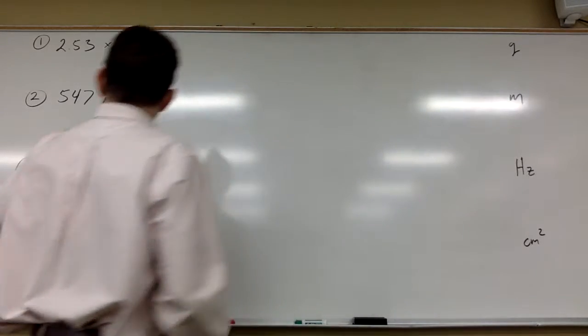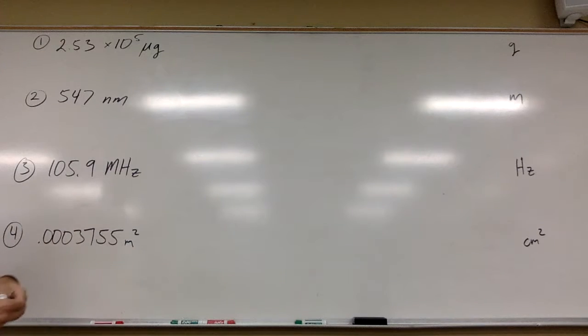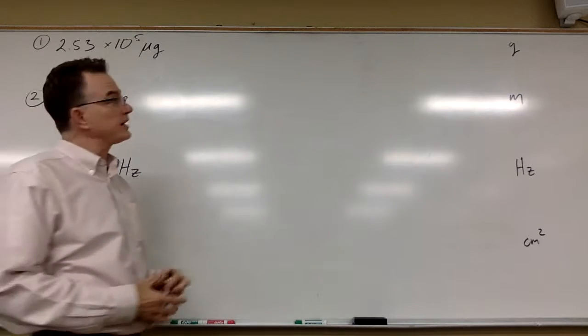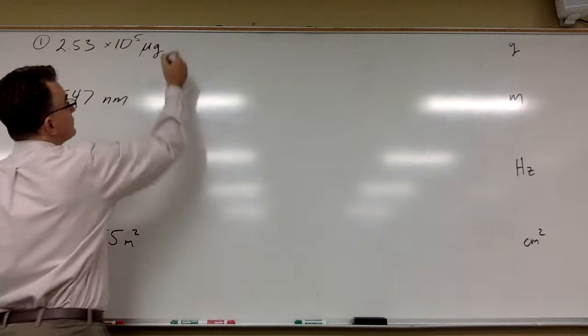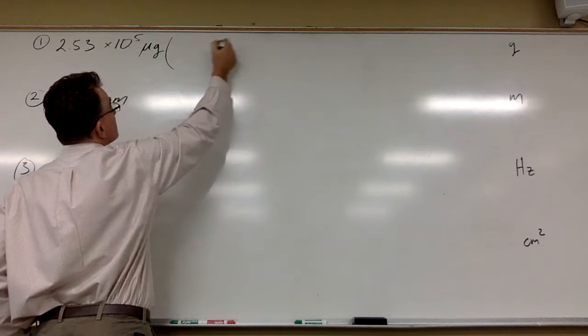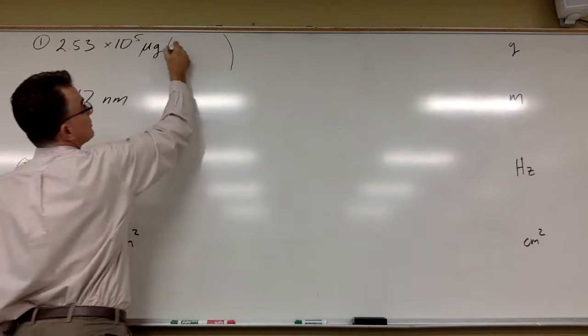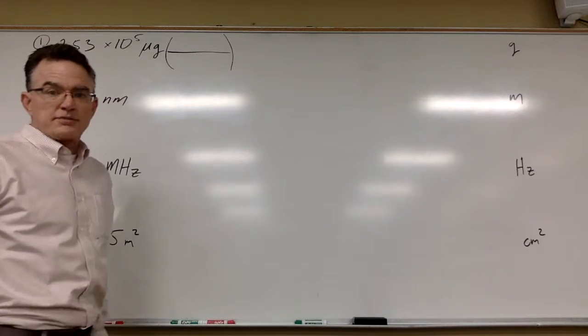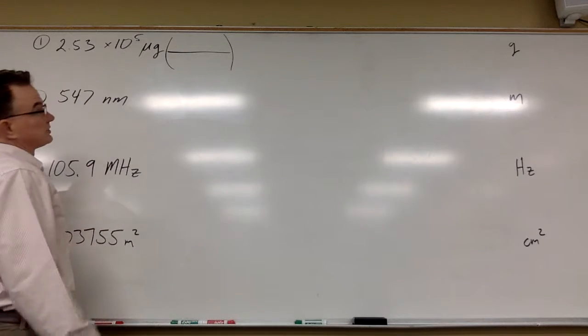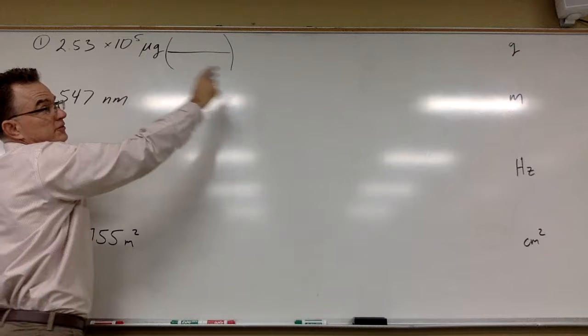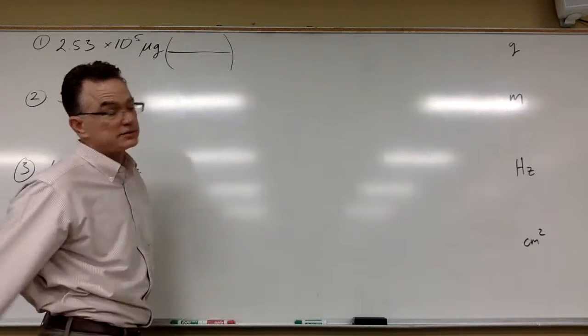four. All right, so the first one was to turn 2.53 times 10 to the fifth micrograms into grams. We know that every single unit conversion starts the same exact way, right? It starts with a fraction, right? It's a unit conversion because we have a unit we want to get rid of and we have a unit we'd like to get to.